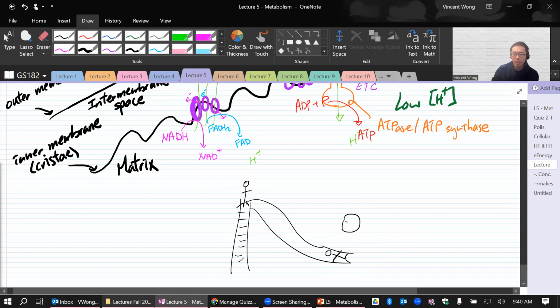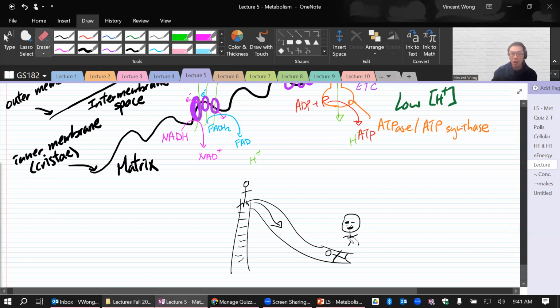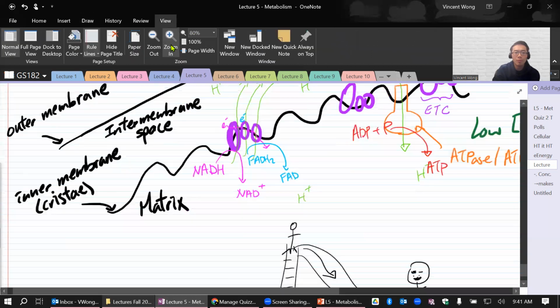So what do we do? Well, the parents have to come. Maybe not so angry. The parents have to come and then say, hey, it's time to go. So the parent pulls the kid away, allowing the next one to slide down the slide. That is what's happening in the ETC. When the electron gets to the bottom, it's not going to get off on its own. It needs the parent to come along and pull it off so that the next electron can slide down. So in this case, the parent in this analogy would be oxygen.